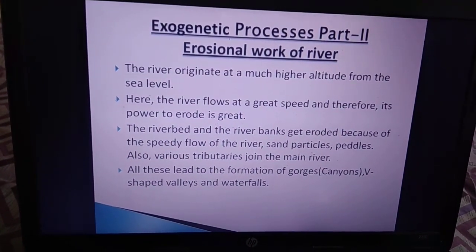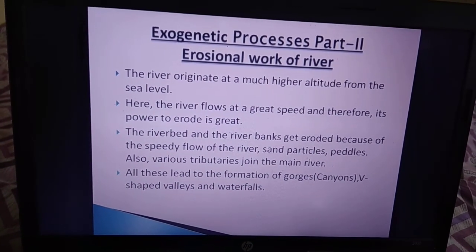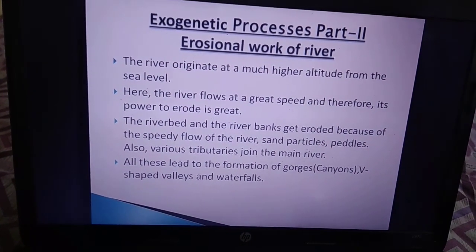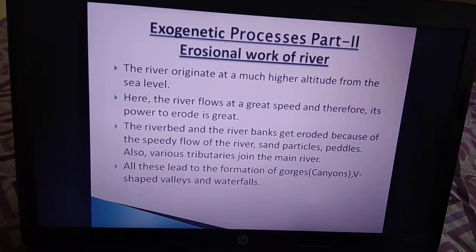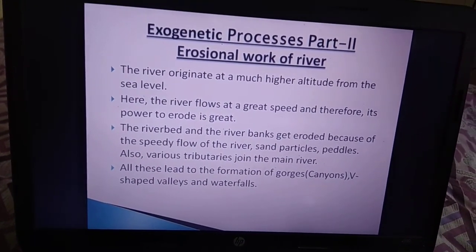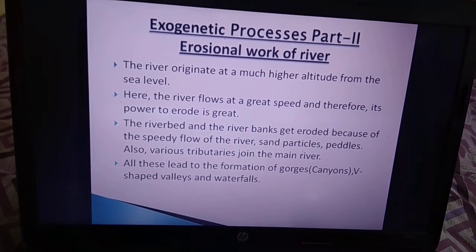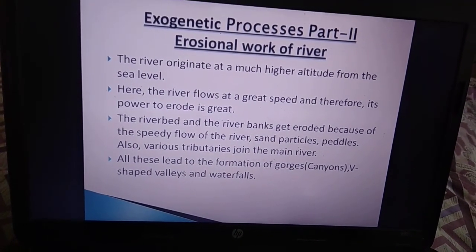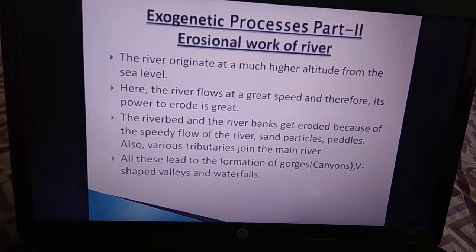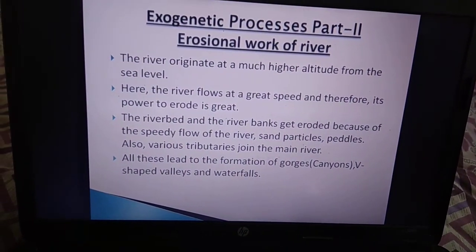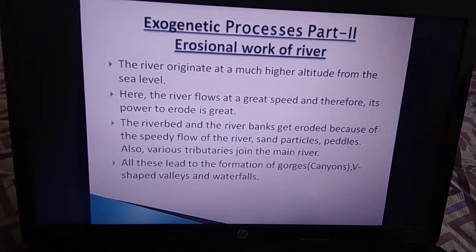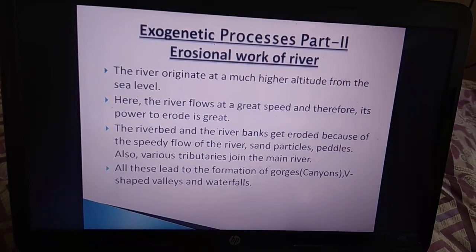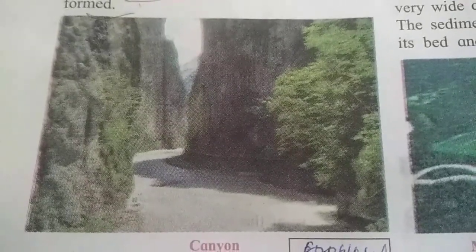As we see in this slide, the river originates at a much higher altitude from the very high sea level. The river flows at a great speed. The riverbed and the river bank get eroded because of the speedy flow of the river, sand particles, and puddles; various tributaries join the main river. All these lead to the formation of gorges, canyons, V-shaped valleys and waterfalls. That is the diagram of the canyon.